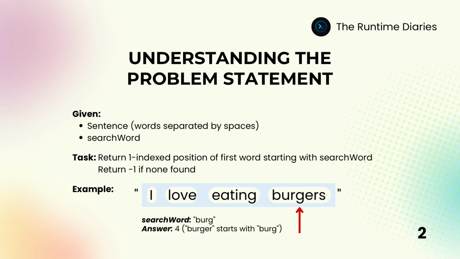You're given a sentence where every word is separated by a single space, and you're also given a search word. Your job is to return the one-indexed position of the first word in the sentence that starts with that search word. If no word starts with the search word, you return -1. Here's an example. The sentence is, I love eating burgers, and the search word is burg, B-U-R-G. The answer is 4 because the fourth word in the sentence is burgers, and burgers starts with burg. That's the entire problem.